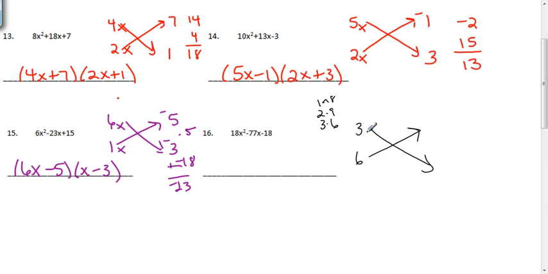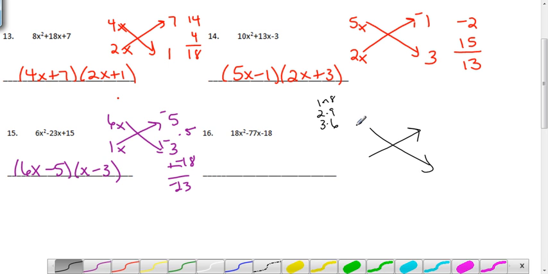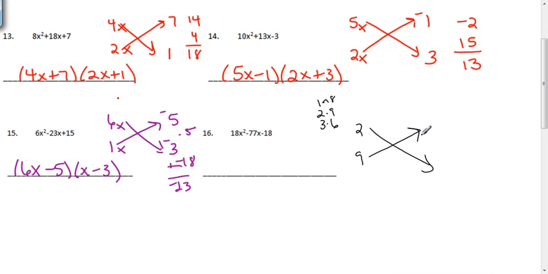If I tried 2 and 9, well, I can't put the 9 across from the 3, and I can't put the 2 across from the 6, and I can't put 9 across from the 6. 3 and 6, I can't put 3 across from 3 or 6 across from 3. So 3 and 6 I don't think are going to work. So I eliminated that. Let's try the 2 and the 9. So if I tried 1 and 18, I can't put 18 across from the 2. I can't put 18 across from the 9. What about 2 and 9?